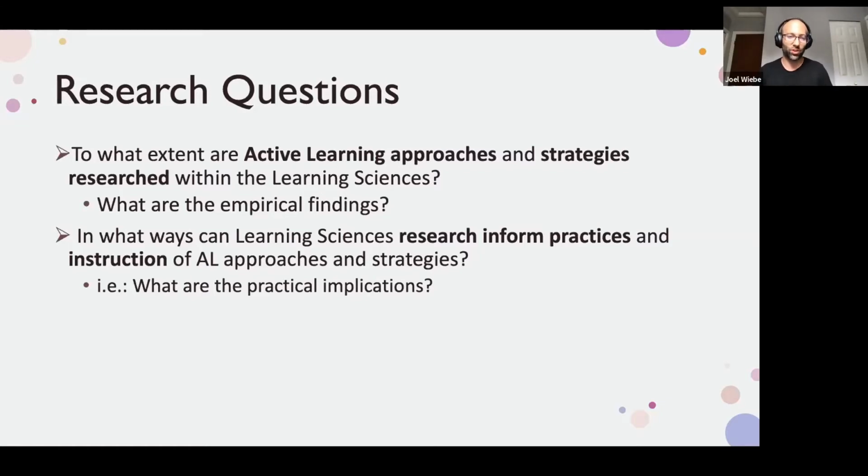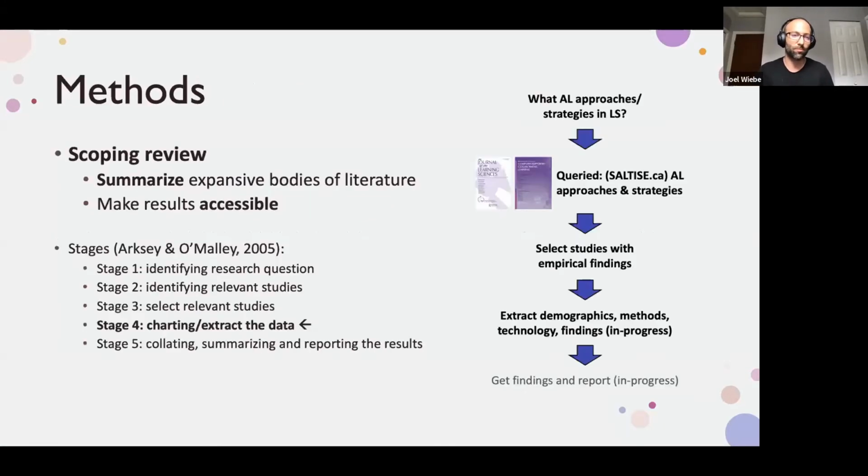So the research questions that this brought us to were, to what extent are active learning approaches and strategies researched within the learning sciences? And to that point, what are some of the empirical findings? In addition, in what ways can the learning sciences research inform practices and instruction of active learning approaches and strategies? So essentially, what are the practical implications?